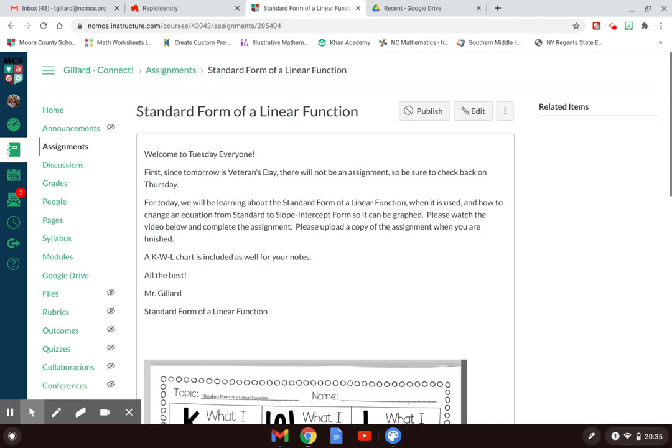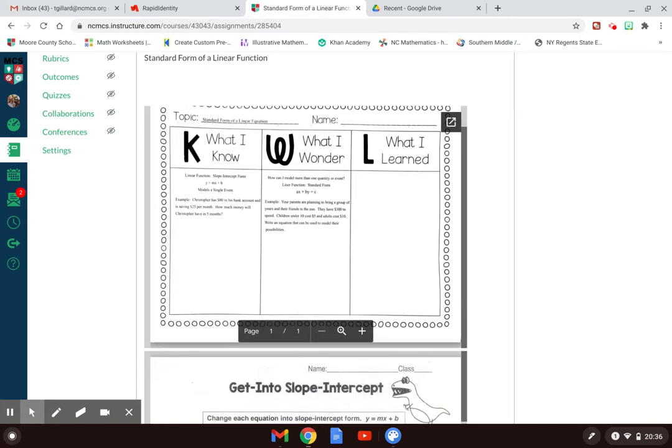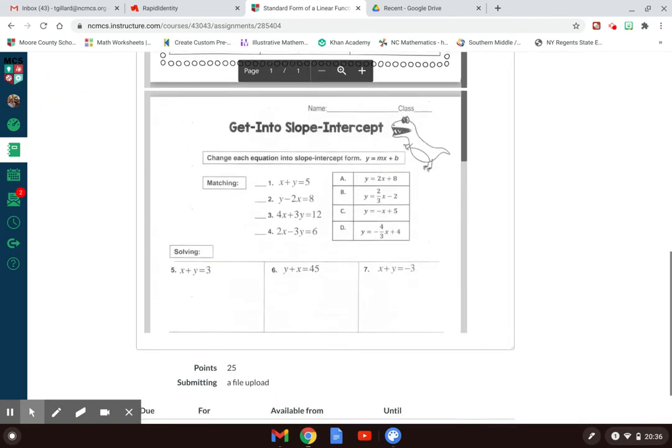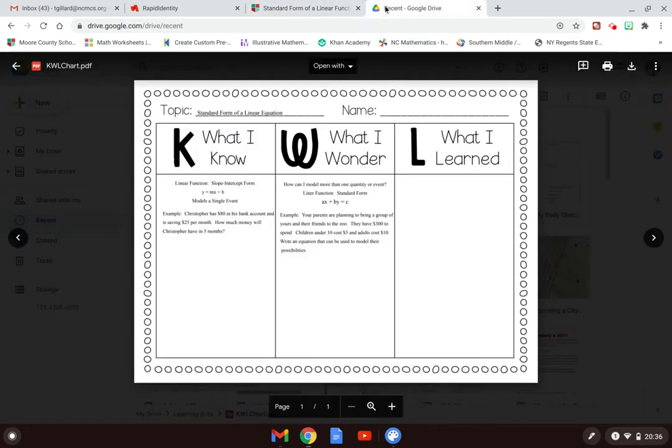Okay, so go ahead and write down here. I've got some KWL notes that you can pop open and do along with me, or do it in your notebook. And also, here's the assignment for today. So let's go ahead and get right into this.